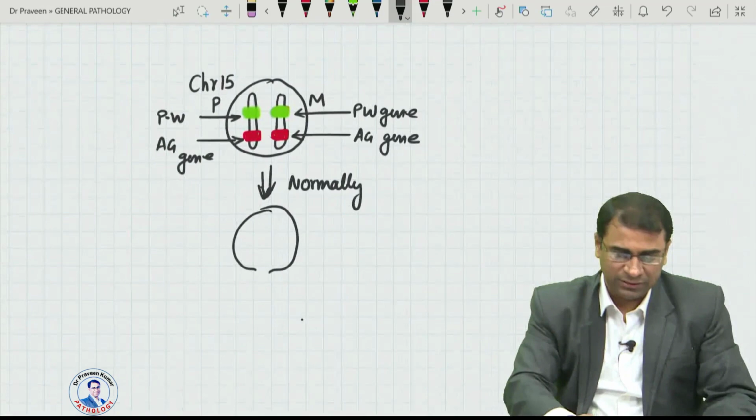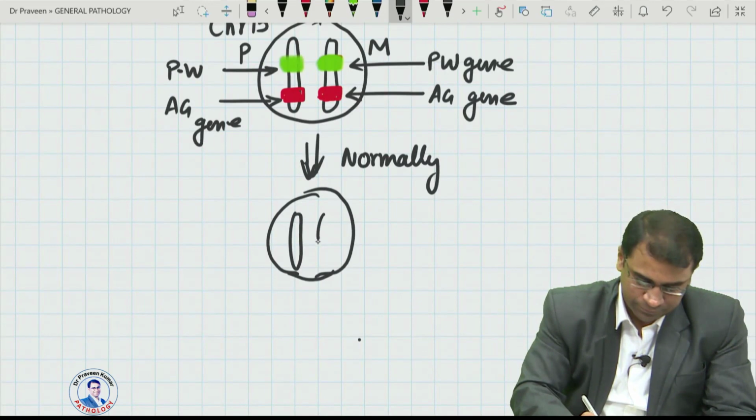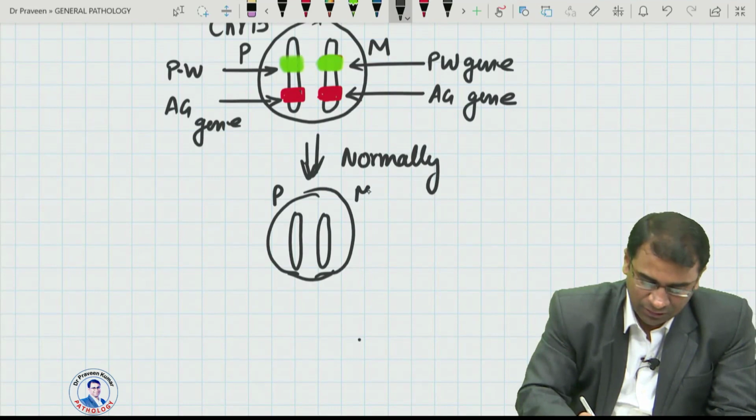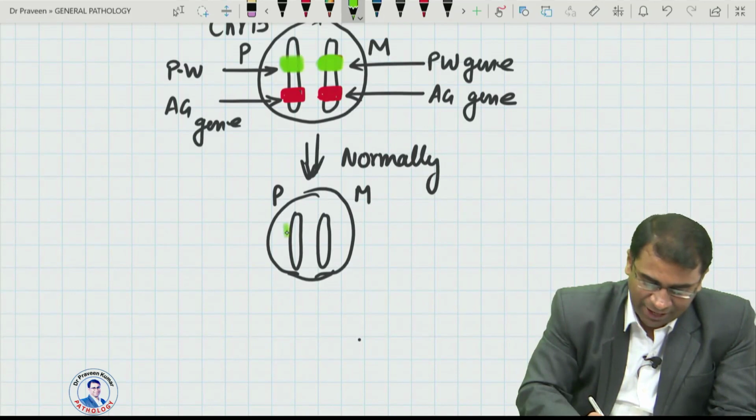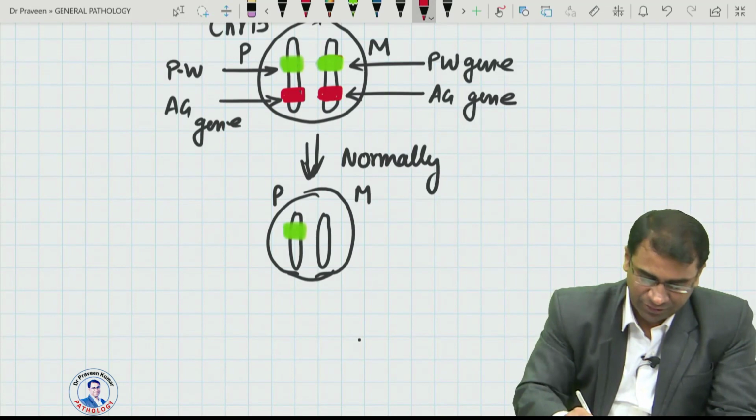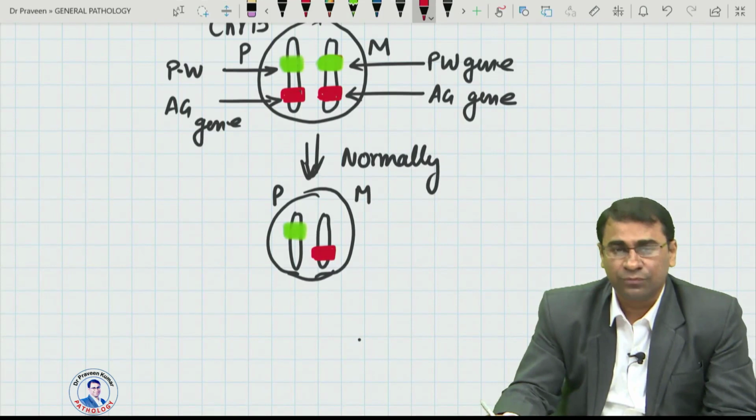Normally, out of these two chromosomes, in the paternal chromosome, from the pattern, this is maternal. In the paternal chromosome, there is silencing of the Angelman gene. So what you see is only the active Praderwilli gene. And in the maternal chromosome, you see only the active Angelman gene. Okay?